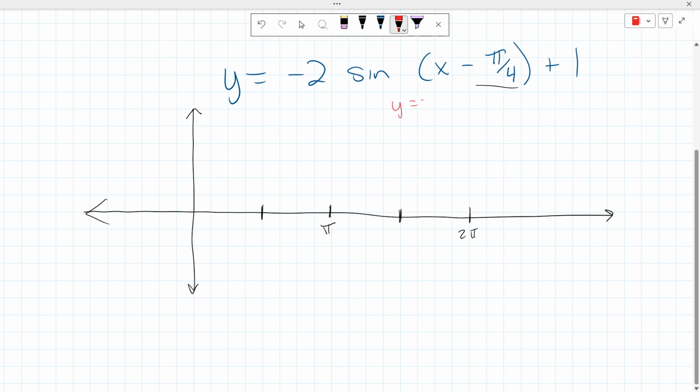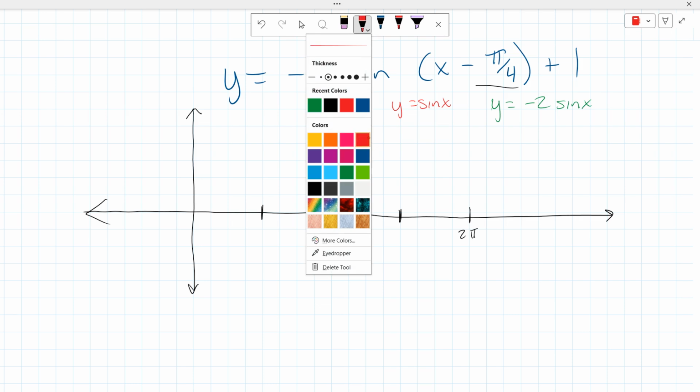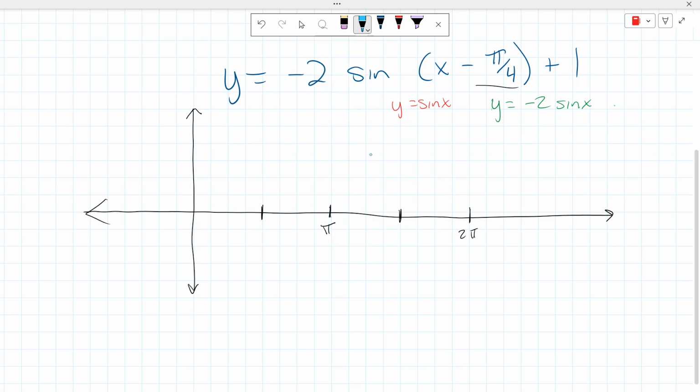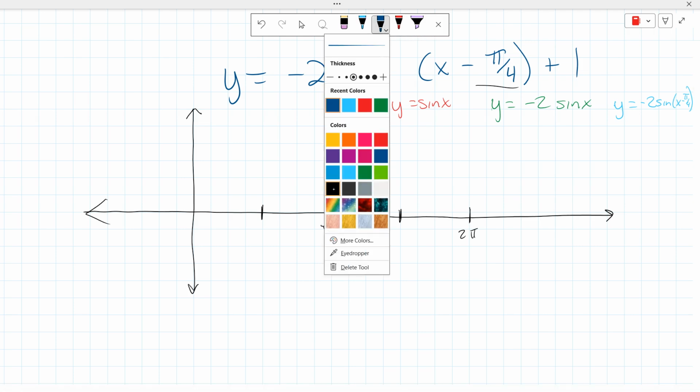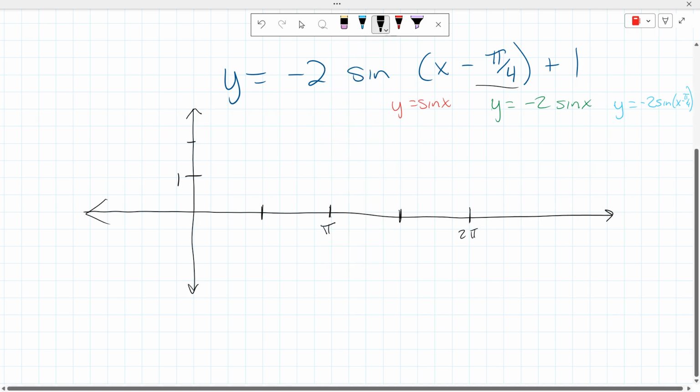So first I'm going to graph y equals sine of x. Then I'm going to graph y equals -2 sine of x. Then I'm going to graph y equals -2 sine of x minus pi over 4. Then I'm going to graph the last one. So y equals sine of x.